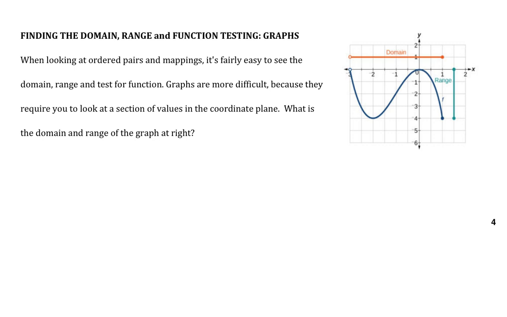Now let's see if we can figure out the domain and range from a graph instead of looking at ordered pairs or a table of values. When looking at ordered pairs and mappings, it's super easy to see the domain and range and test for a function. But graphs are more difficult because they require you to really look at a section of values in the coordinate plane. What's the domain and range of this graph at right?